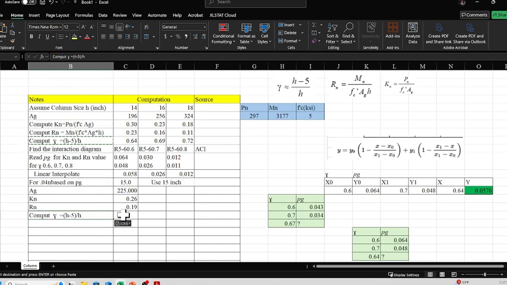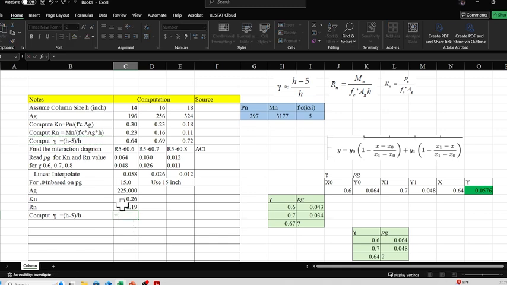And our gamma is basically equal to h minus 5 divided by h. Our h is 15. So it's going to be equal, I'm just going to write it down, it's easier. Gamma equals (h, which is 15, minus 5) divided by 15, enter. So it becomes 0.67. All right, now we're going to go ahead and find the interpolation.